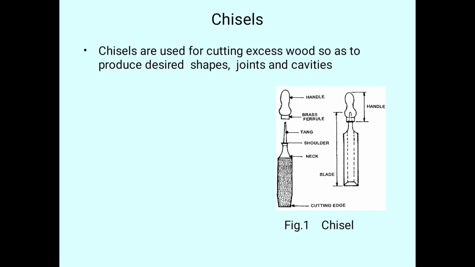Chisels are used for cutting excess wood so as to produce desired shapes, joints and cavities. What is the purpose of these chisels? These chisels are used for cutting or removing unwanted material from the wooden workpiece so that we can produce the desired shapes, joints and cavities.